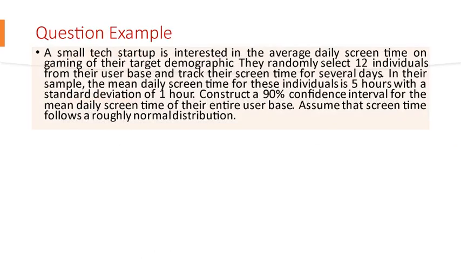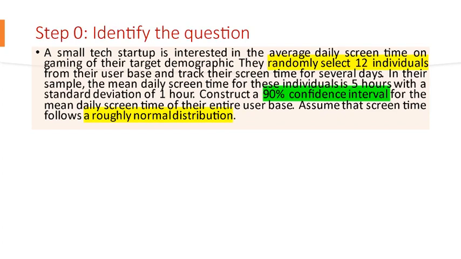During the exam, you may find this question. A small tech startup is interested in the average daily screen time on gaming of their target demographic. They randomly select 12 individuals from their user base and track their screen time for several days. In their sample, the mean daily screen time for these individuals is 5 hours with a standard deviation of 1 hour. Construct a 90% confidence interval for the mean daily screen time of their entire user base. Assume that screen time follows a roughly normal distribution.